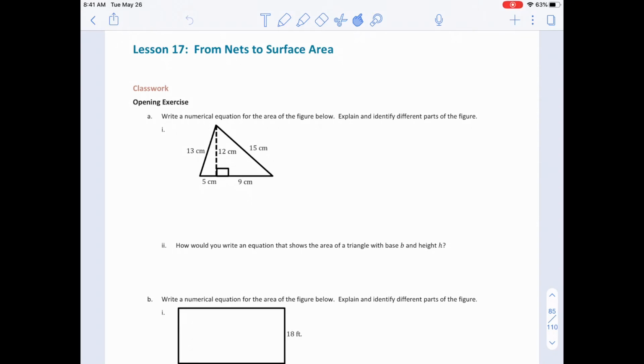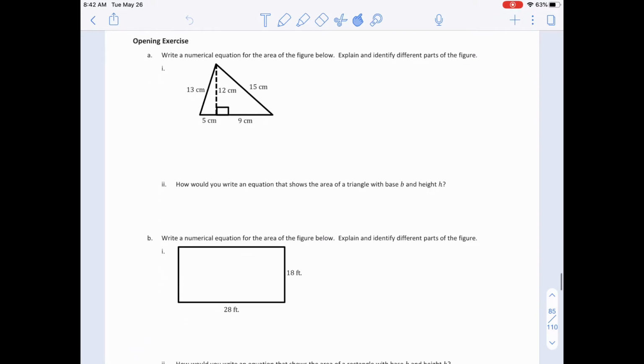Hello, we are going to skip lesson 16 and go straight to lesson 17, from nets to surface area. First I want you to look at the opening exercise. I would like you right now to try letters A and B on your own. You're finding the areas of the triangle and the rectangle. You should be able to do those. So try those now, and then I'm going to go over it.